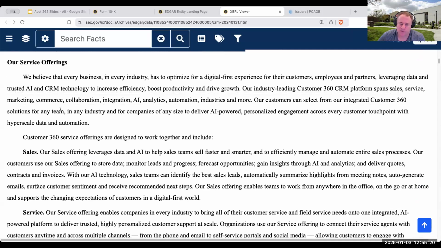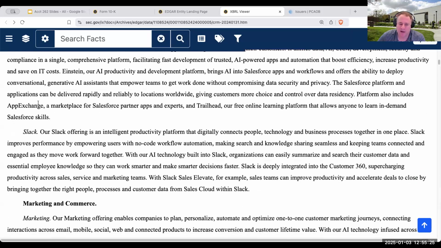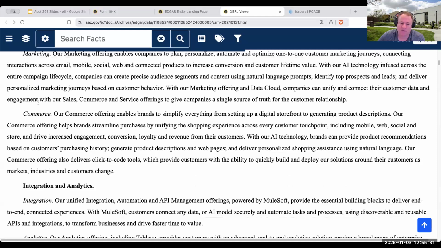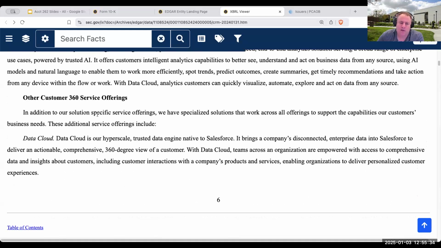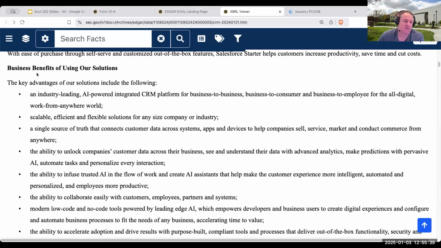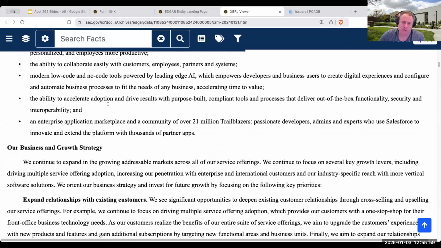They then talk about their service offerings, their sales offerings, other services, platforms, and others. They own Slack. They have a lot of other different products. Coming down over here: Data Cloud, industries, and the business benefits of using our solutions. So this is really why companies would want to use Salesforce. Again, we're talking about our business. This isn't puffery. This is really them talking about themselves. Why would a company want to use Salesforce's solutions?